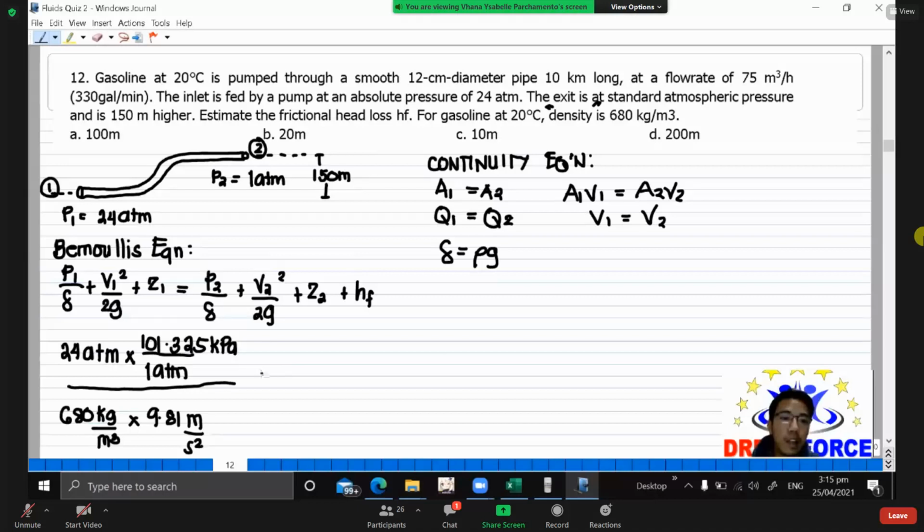Plus yung velocity head natin, sabi natin magka-cancel out, so no need to write. Yung Z1 at the first point, 0 yan, so no need to write then. So that is equal to na agad. Okay, P2. P2 natin is 1 atmosphere, so i-convert mo lang yan, meron tayong 101.325 kilopascal in 1 atmosphere.